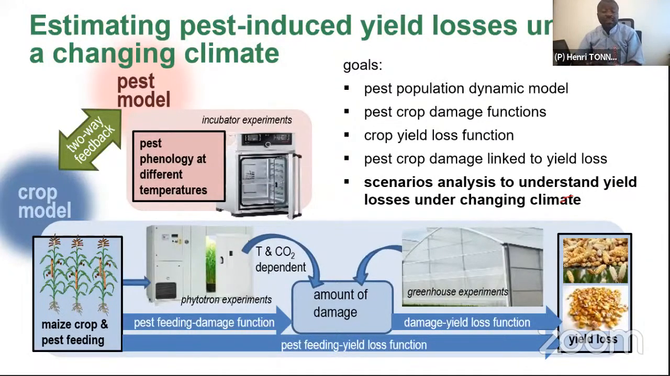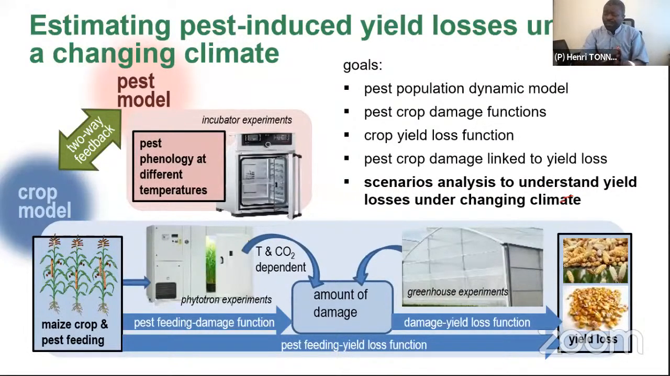We intend to build that type of relationship to see how the temperature combined with the CO2 will be able to affect the plant itself, and how the amount of damage will be impacted by the plant due to this combined effect. We also intend to create linkages between the temperature and the CO2 and the overall crop yield loss, and conduct a lot of scenario analysis to enhance the understanding of how the duality of two climate components can affect the overall yield loss.